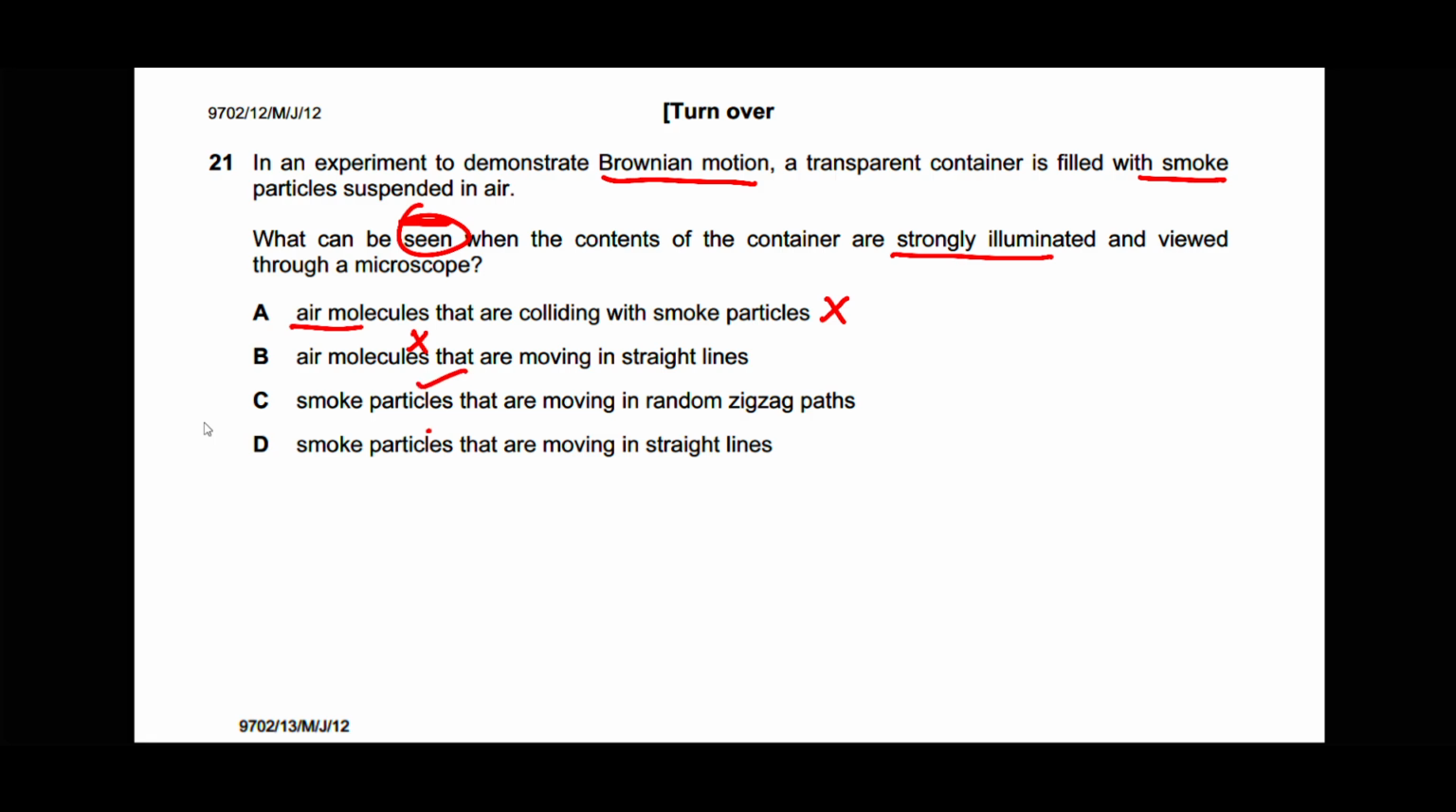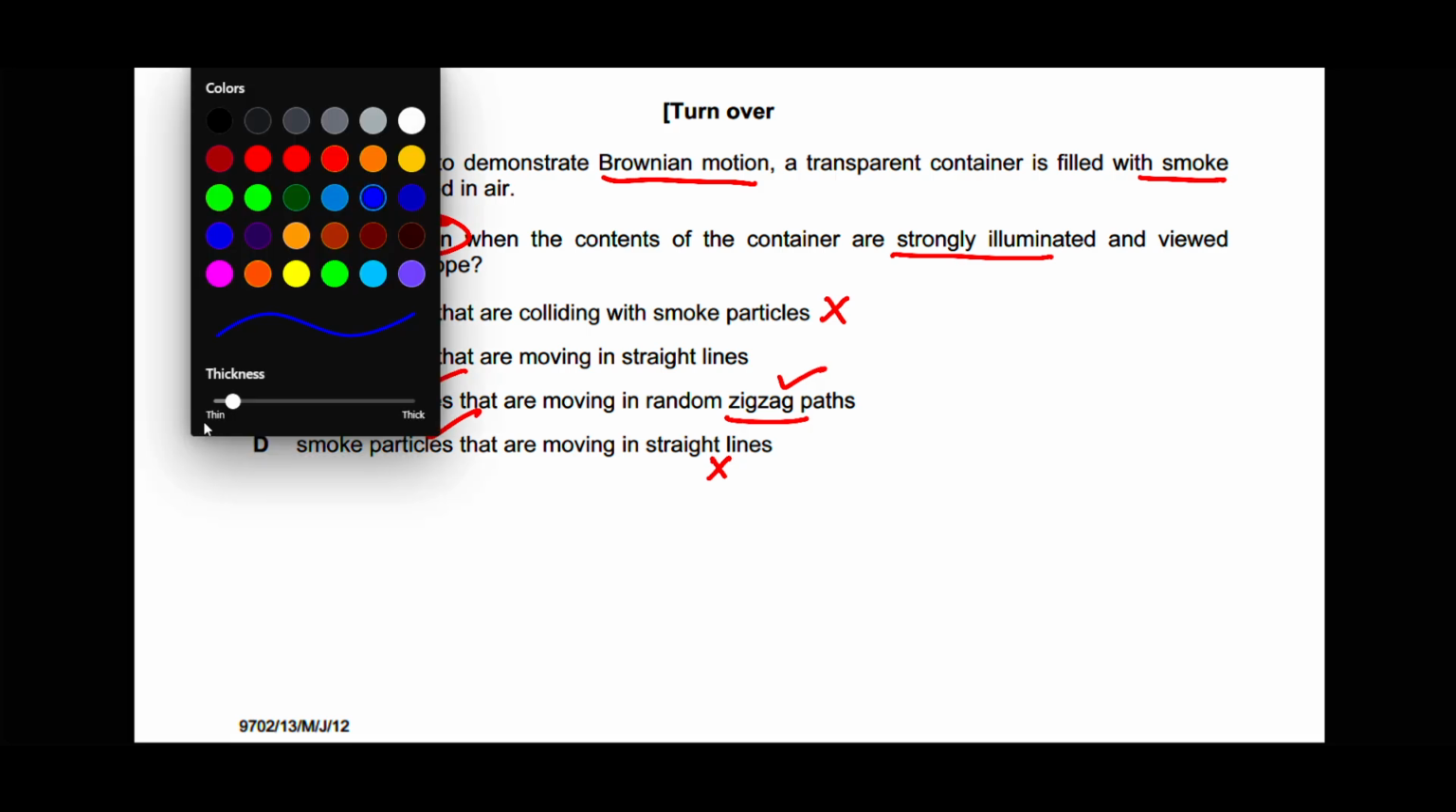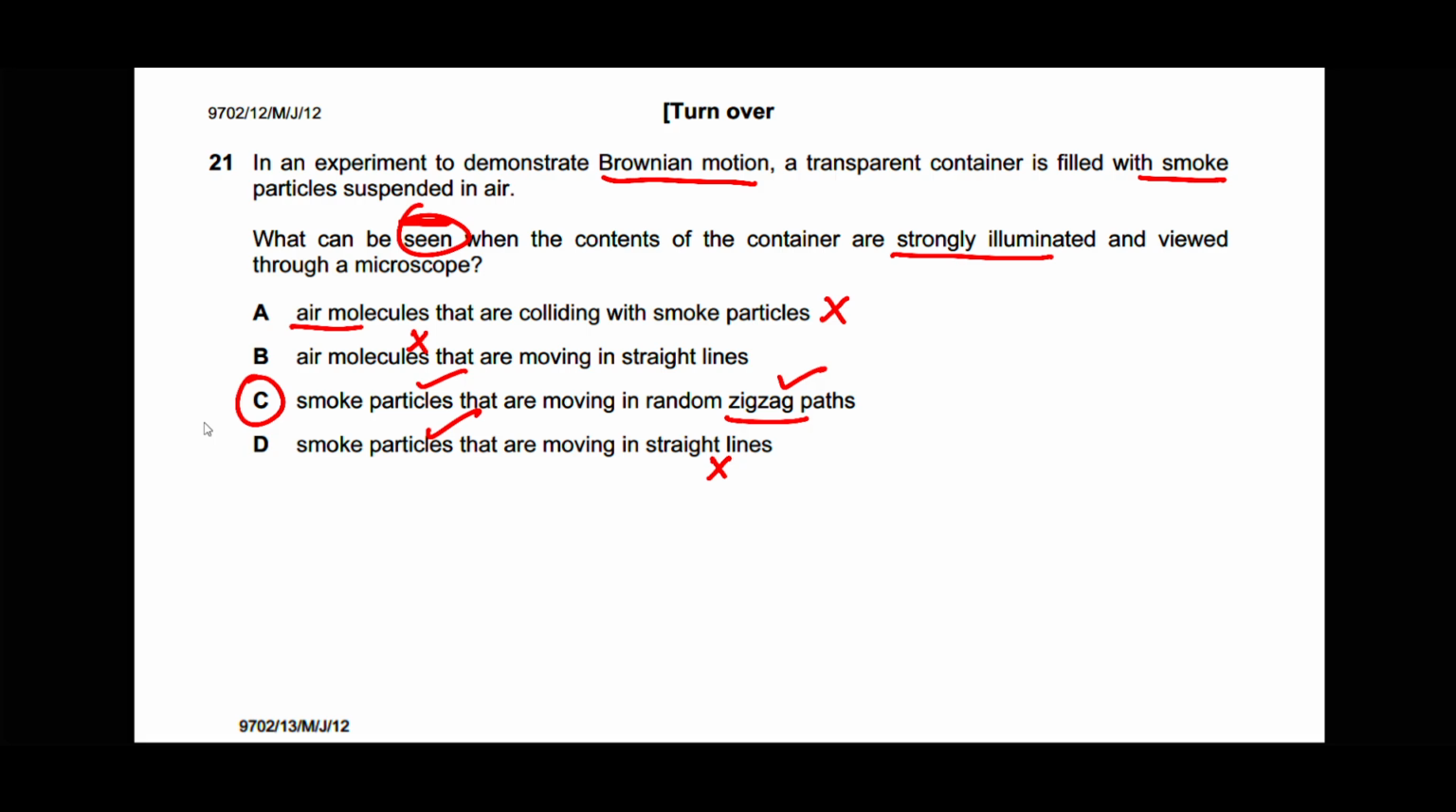We can see the smoke particles, yes. Are they moving in random zigzag patterns? Yes. Are they moving in straight lines? No. We deduced that the air particles would be moving in a straight line between the collisions. What we can see is the zigzag pattern, because of the collision of air particles, which are transparent, and they cause the smoke particles to move in a zigzag pattern, as shown in the animation.